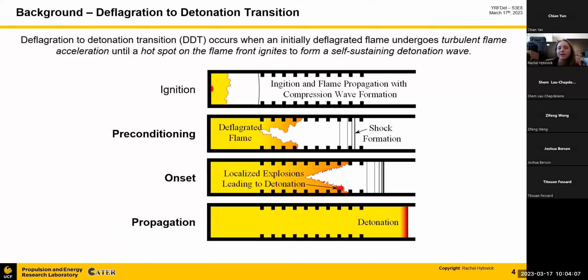As you can see, you have the ignition all the way at the beginning, and that's when you have a little deflagrated flame that's not really traveling very fast. Then it produces compression waves, and then you get shocks. We'll talk about that as the preconditioning stage. Once we have that hot spot, we'll talk about it as onset or initiation. And last, we'll talk about propagation, which is where you have a self-sustaining detonation wave. We want to know a little bit more about why they self-sustain. So that's the background on DDT.